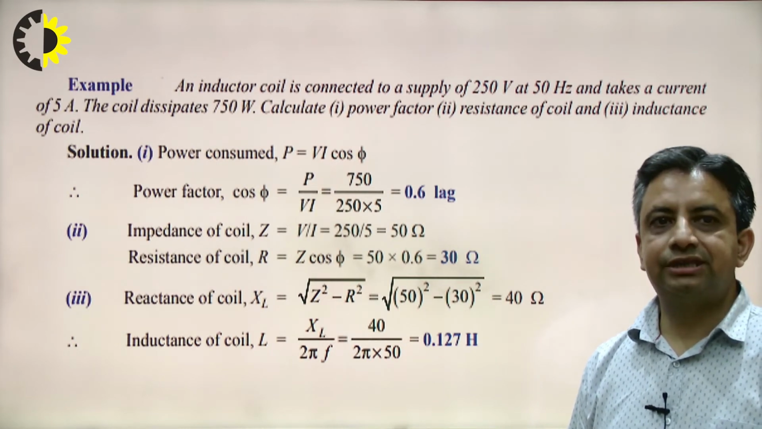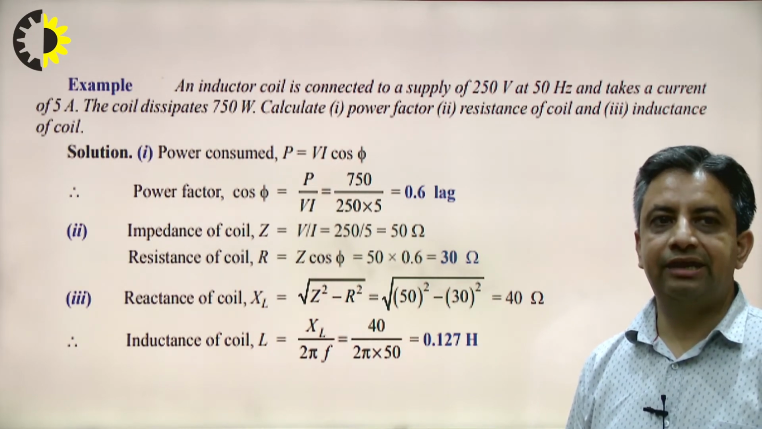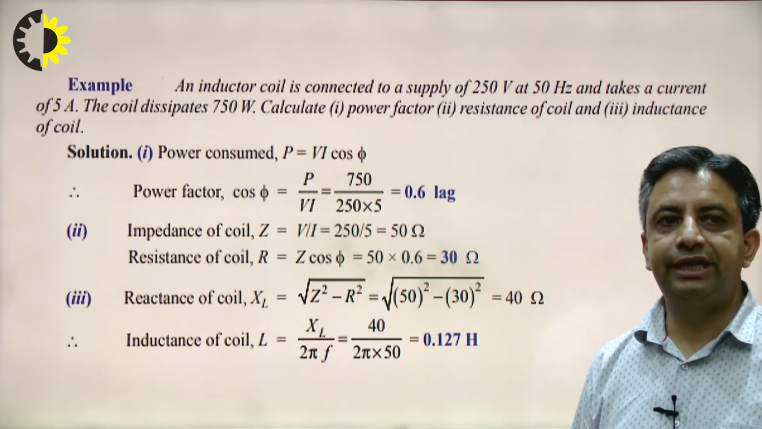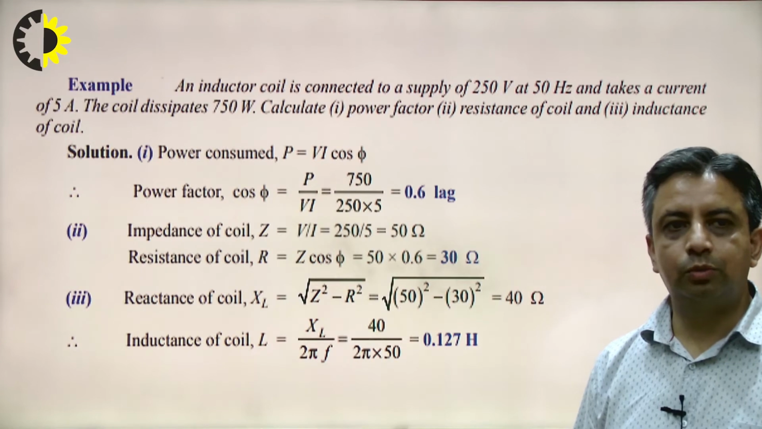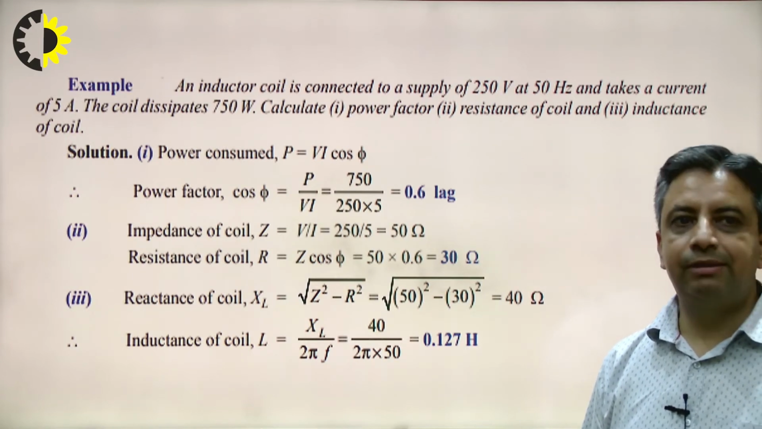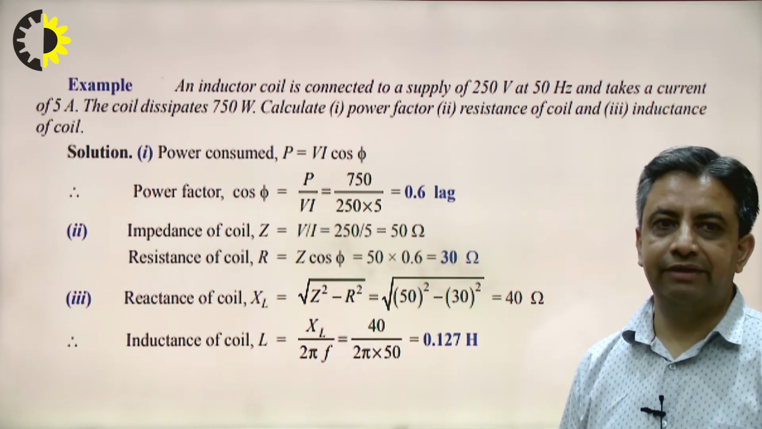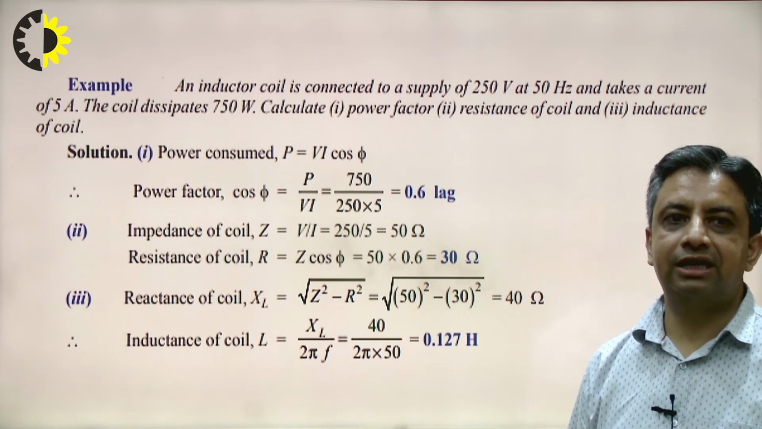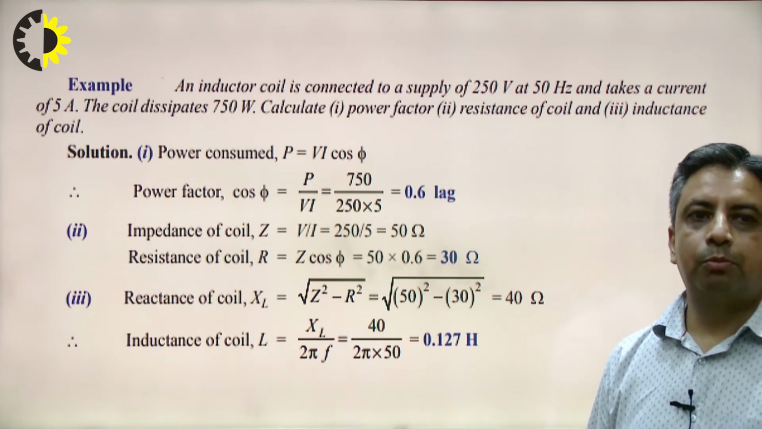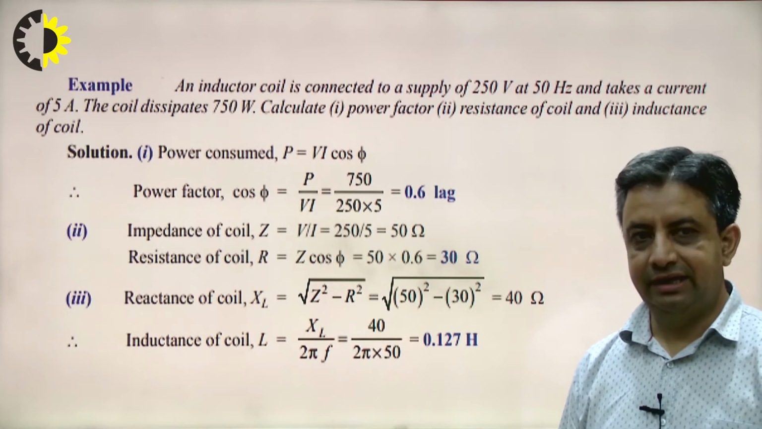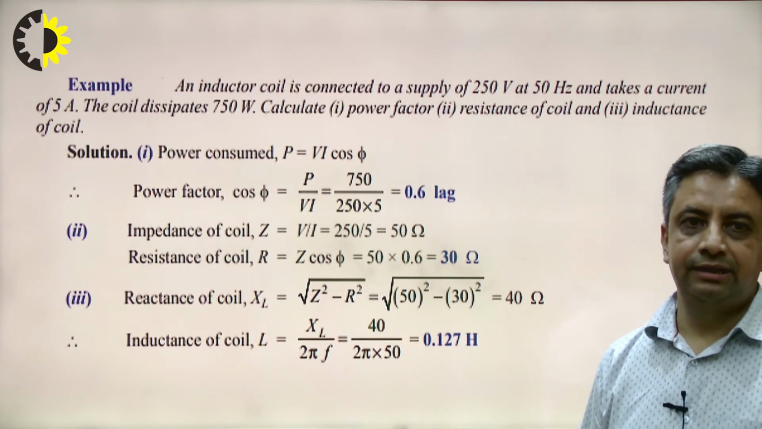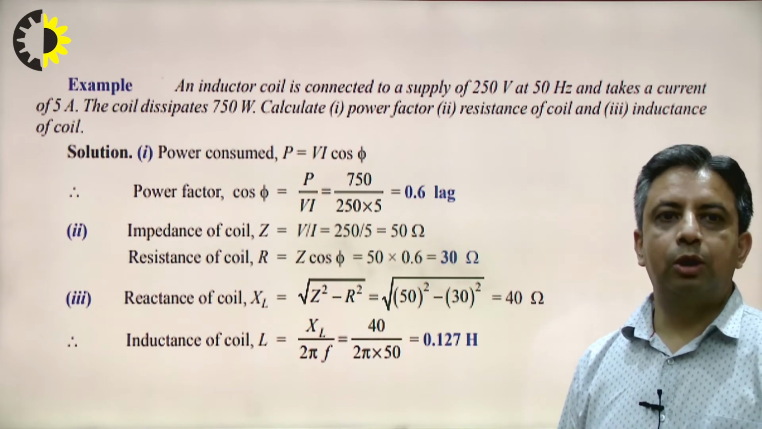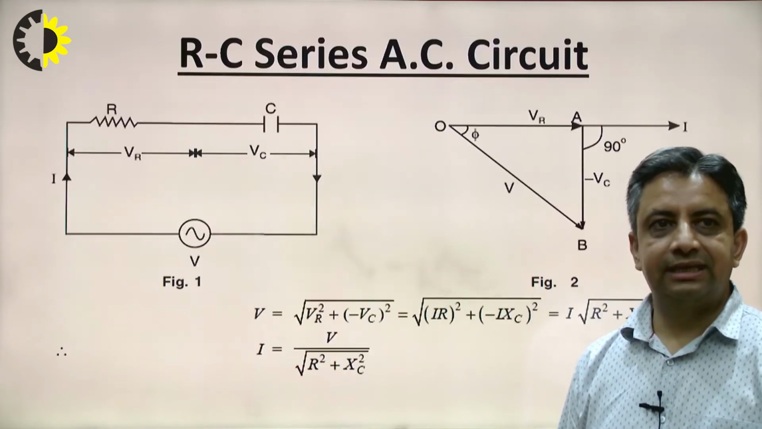Now we are interested in inductance, and right now we have calculated inductive reactance. We know that inductive reactance is equal to 2 pi FL. So L will be equal to XL by 2 pi F. The value of inductance comes out to be equal to 0.127 Henry, or we can say 127 millihenry. So this is all about the series RL circuit.